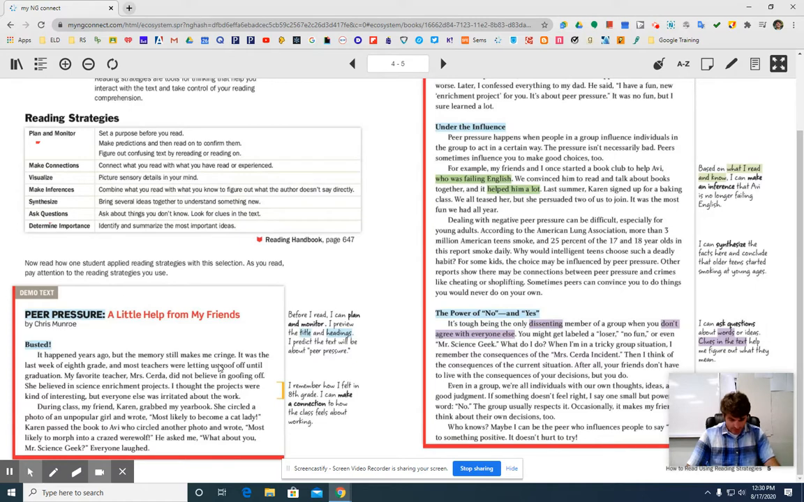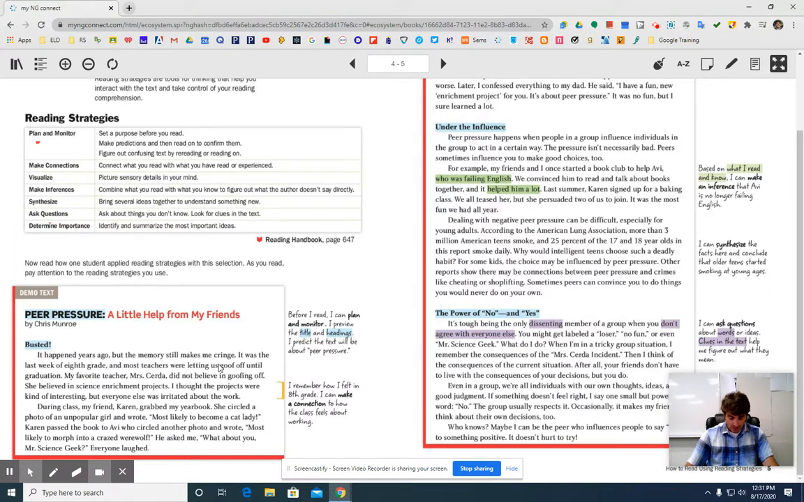Busted. It happened years ago, but the memory still makes me cringe. It was the last week of 8th grade, and most teachers were letting us goof off until graduation. My favorite teacher, Mrs. Serda, did not believe in goofing off. She believed in science enrichment projects. I thought the projects were kind of interesting, but everyone else was irritated about the work.